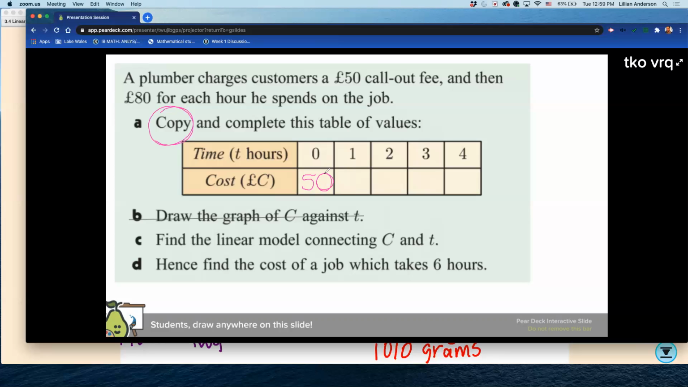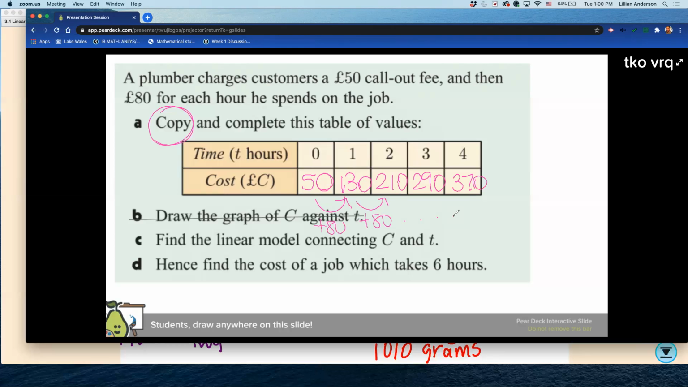So then after 1 hour is how much? 130. Next one, 210. After that, 290, and then 370. Exactly, because it's $80 for each hour after that. So you continue to add 80 each time, plus 80, plus 80, and so on. That 80 represents your what? It represents our gradient, because that's how we are increasing as we go through each hour.